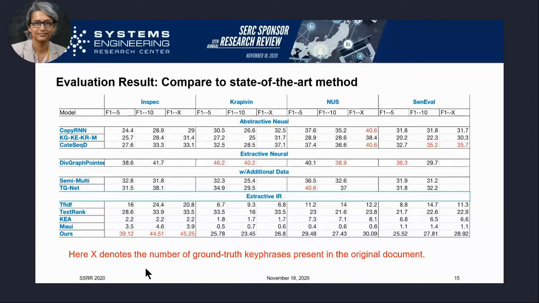Here, INSPEC, Krapivin, NUS, and SemEval are all data sets. F1@5 means the F1 score for 5 key phrases, F1@10 means for 10 key phrases, and F1@X denotes the number of ground truth key phrases present in the original document. That will obviously vary with each document. You cannot fix one number and then do it, so that's a little bit different there. Yeah, so next slide, please.